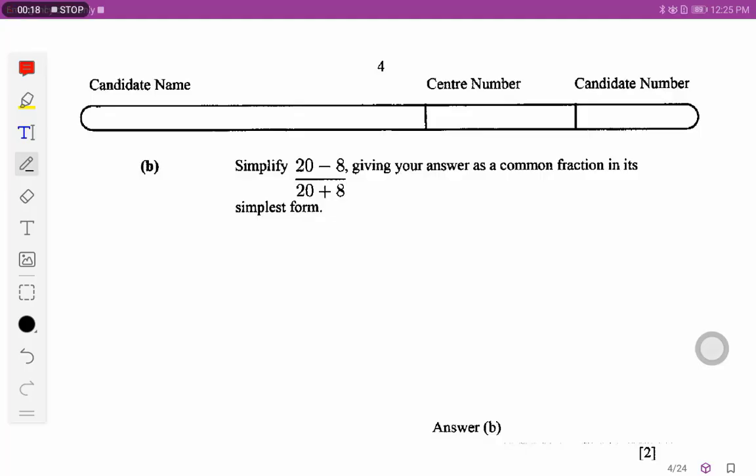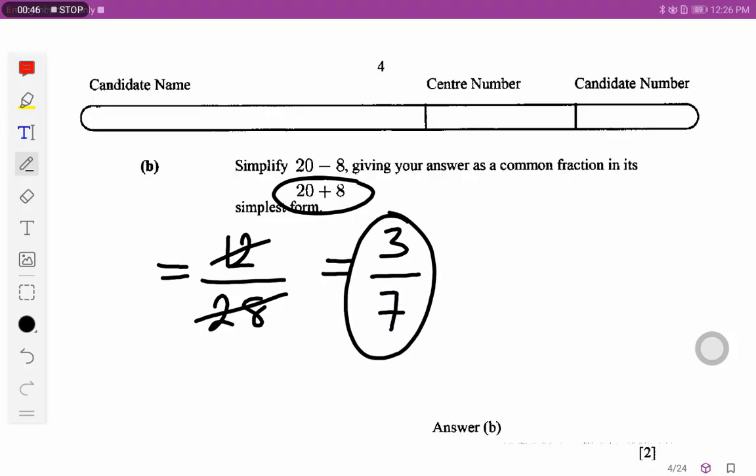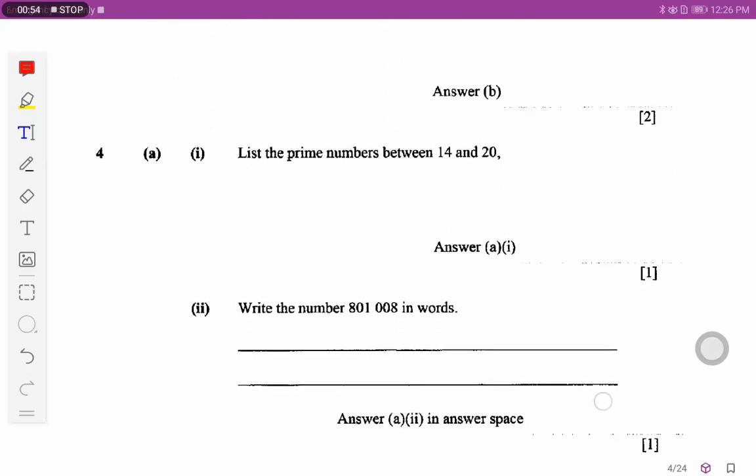So in this scenario, you can first of all deal with 20 minus 8. If I say 20 minus 8, I'm going to get 12, over 20 plus 8, I'm getting 28. I can divide 12 by 4 here, I'll get a 3, over 4 into 28, that's a 7. I cannot further simplify this fraction, so this becomes the simplest form of that expression. Let's move on to the next question.